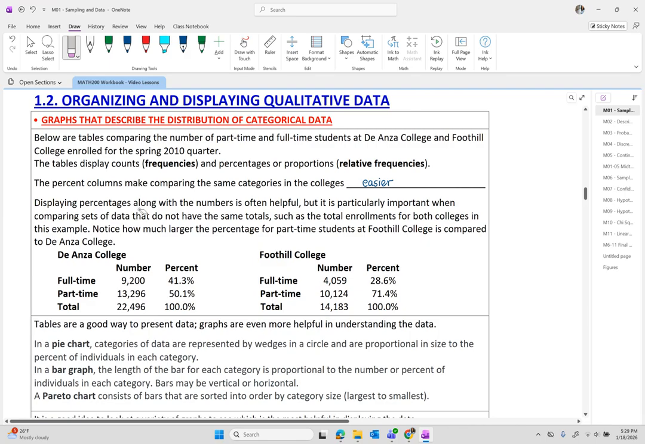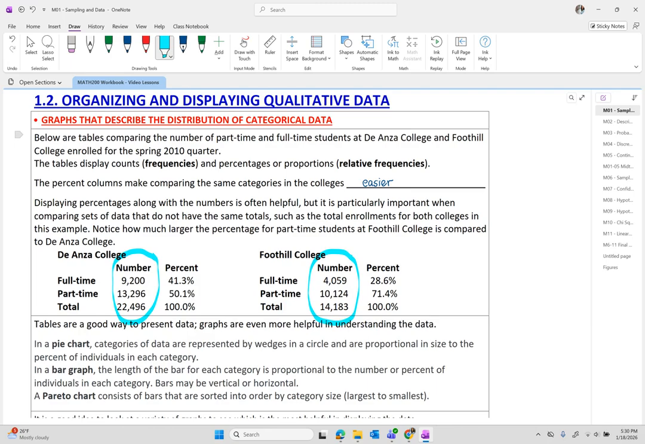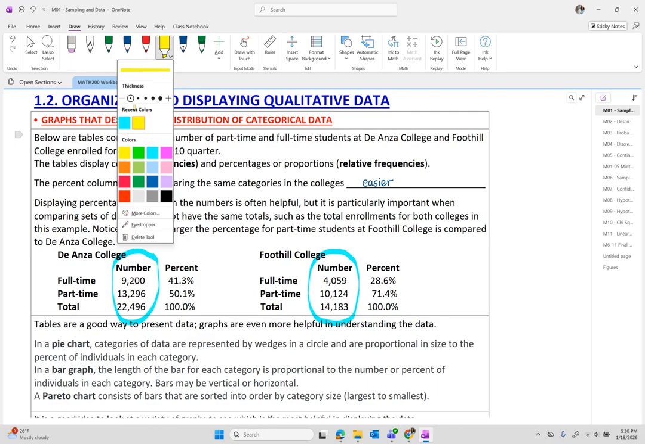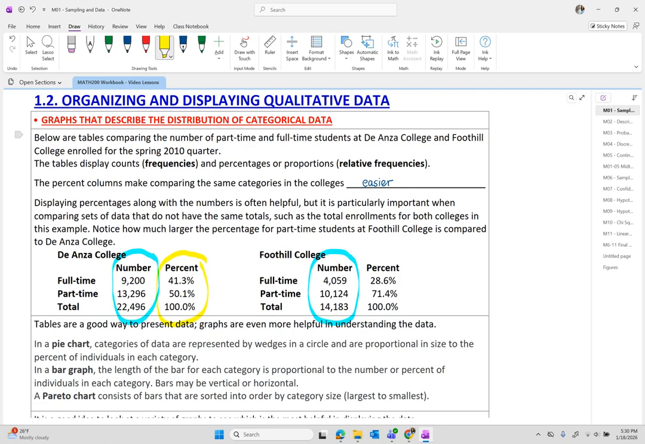Below are tables comparing the number of part-time and full-time students at De Anza College and Foothill College enrolled in the spring 2010 quarter. The tables display counts, which is the number of students. These are called in statistics frequencies. How often does a category appear? And also percentages or proportions that are called relative frequencies in statistics. In reality, they describe what percent of students in each college is in each category, full-time or part-time.